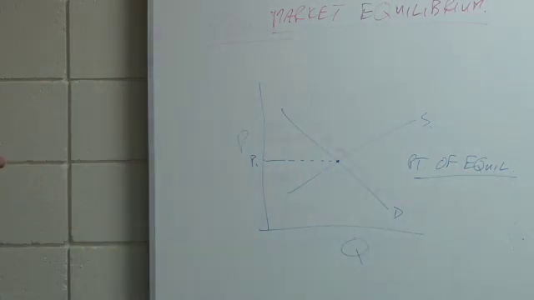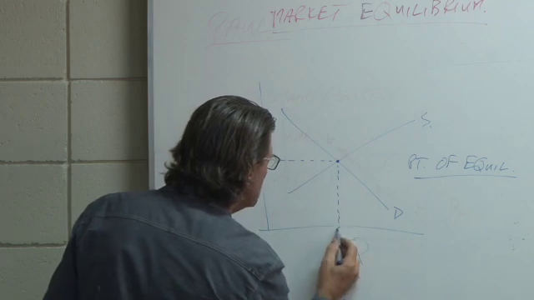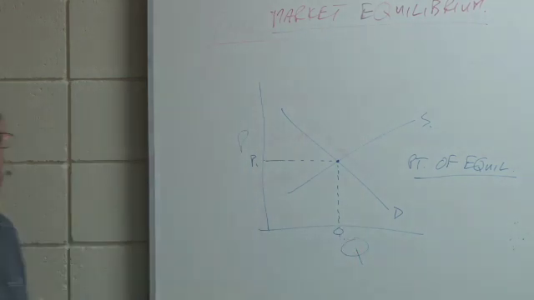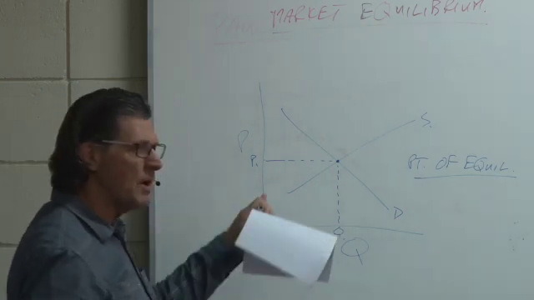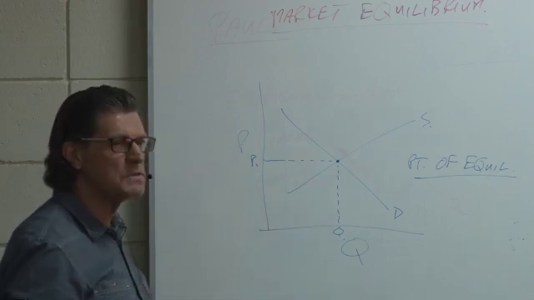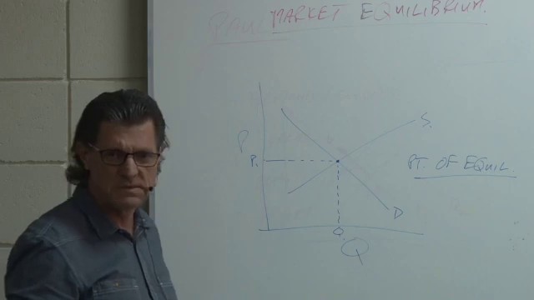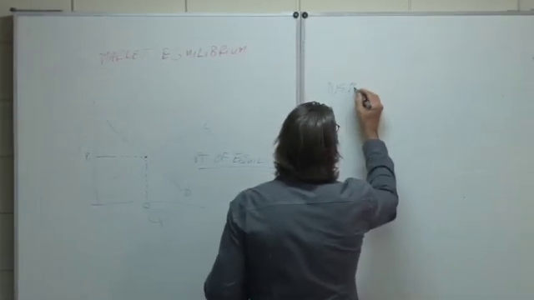Okay. So the two curves intersect, and at this price P1, this quantity Q1 will be demanded and supplied, or supplied and demanded, whichever way you want to say it. At any other price or any other position, the market, for this particular product, is in disequilibrium.